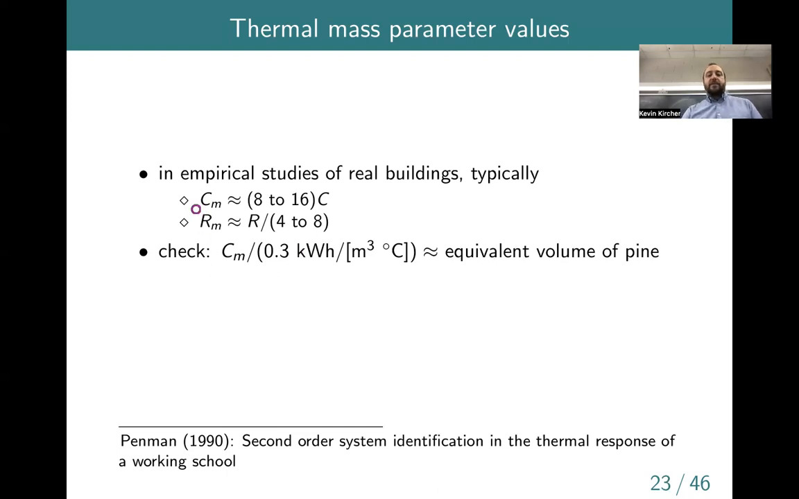And then a sanity check if you're running these calculations from geometry and material properties of a building, and you get some number for C: you can multiply by 3, and that gives you roughly the equivalent volume of pines. So you can think about, okay, how much wood would it take to get that thermal mass? What would the dimensions of it be? How much volume would it occupy? Could it even fit inside the building? You can see, is your math crazy or is it reasonably accurate?